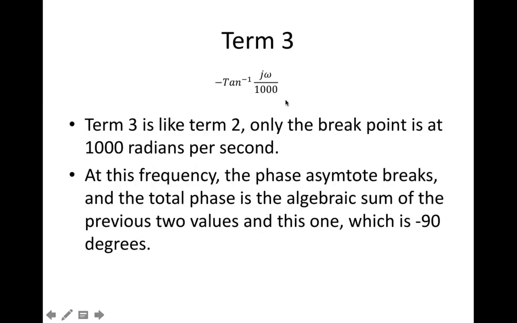The third term is going to do the same thing, except it has its breakpoint at 1,000. You can see that if omega is much, much less than 1,000, this is basically the inverse tangent of a number close to 0, so it won't contribute to the phase. If omega is much greater than 1,000, then we begin to approach infinity, which means we begin to approach negative 90 degrees. So for this function, we would expect to see our phase angle begin at positive 90. At the first breakpoint, which would be 10 radians per second, it would transition to 0. And then at the next breakpoint, which would be 1,000 radians per second, it would transition down to minus 90.